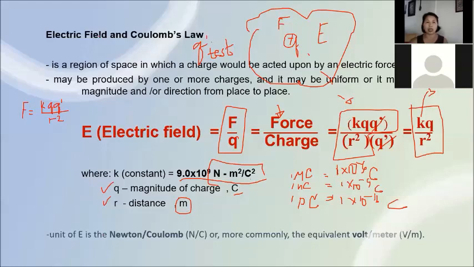Okay. So, electric field is a vector quantity. You need to consider the magnitude and direction in finding resultant electric field. The unit of electric field is newtons per coulomb, N over C. That is equivalent to volts per meter. Equivalent to volts per meter ang newtons per coulomb.